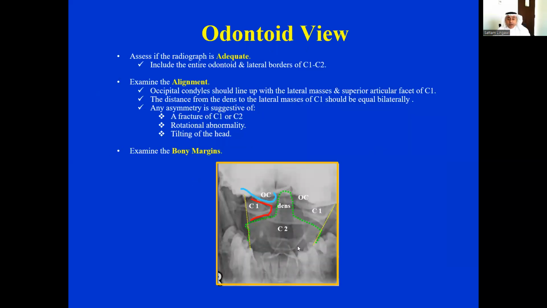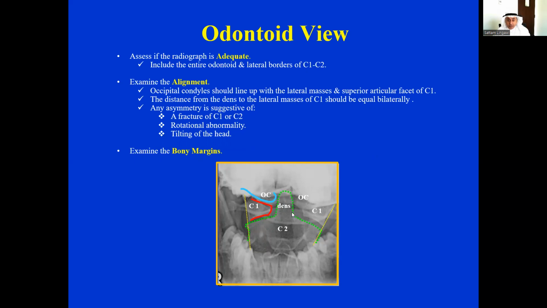Looking at the odontoid view or the open mouth view, it is very important to make sure that we include the body of C2 and the odontoid process in its entirety, the lateral masses of C1, and the corresponding occipital condyles. You've got the occipital condyles resting on the superior articular surfaces of the lateral masses of C1, and the articulation between the lateral masses of C1 and the body of C2.